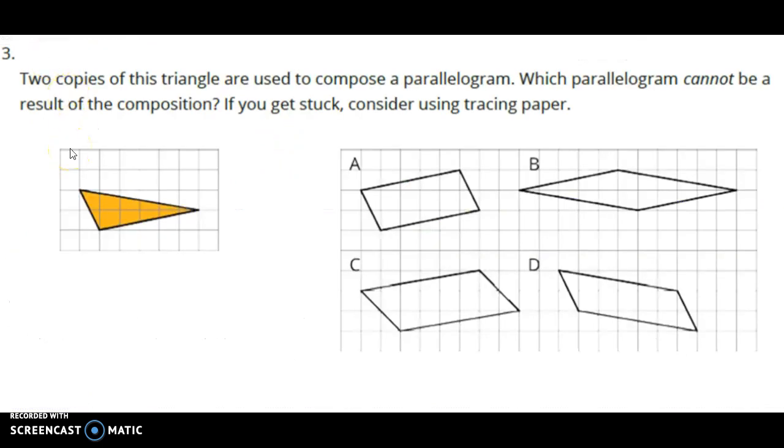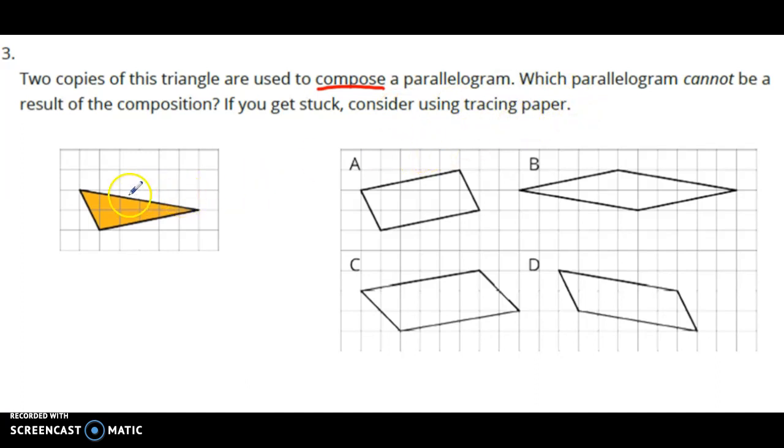Three, we're going to play with some more triangles. Two copies of this triangle are used to compose. What does compose mean again? Yes, create a parallelogram. Which parallelogram cannot be the result of the composition? If you get stuck, consider using tracing paper. I will not be providing this to you, but we are going to be doing this together.